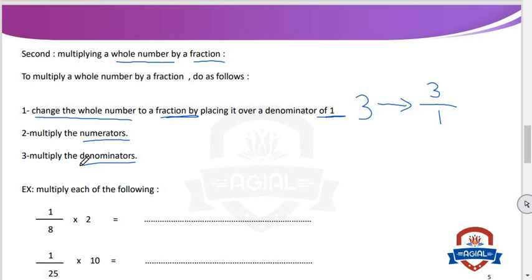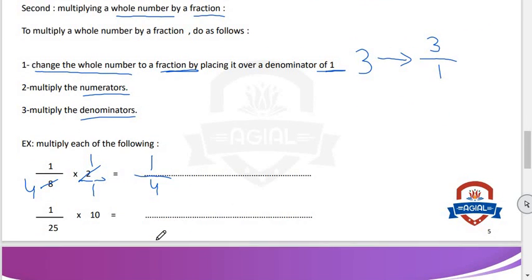Okay, let's solve it. Multiply each of the following. 1 over 8 multiply 2. You must convert this whole number to be a fraction by placing it over 1 at first. Okay, now you can multiply two fractions? Yes. But before you multiply, look at numerator and the denominator and try to find the common factor between them. 2 and 8, what is the common factor between them? Excellent, 2. So 2 divided by 2 equal 1. 8 divided by 2 equal what? 4. Multiply. 1 multiply 1 equal what? Super, 1. And 4 multiply 1 equal what? Super, 4. So the result will be 1 over 4.